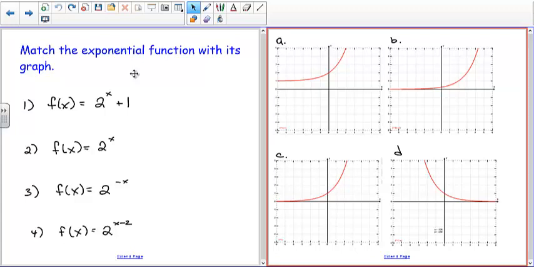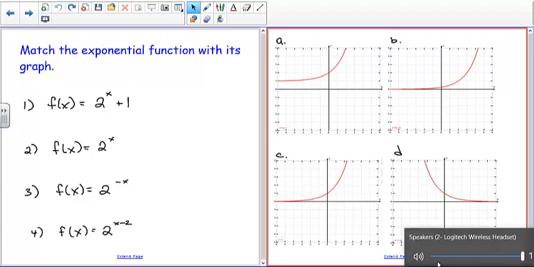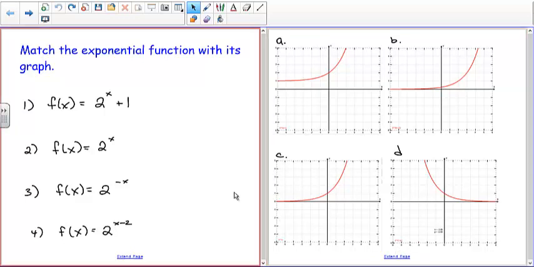Okay, so the first four problems are just to match the graph with the equation. And the key thing here is that the ways that we talked about transforming other parent functions like we did in chapter 1, the same thing applies for exponential functions. So you can see the parent function here is 2 to the x.